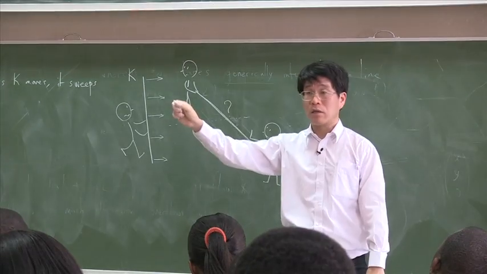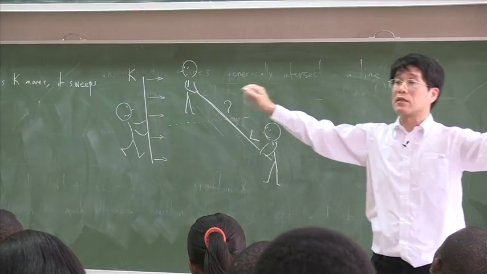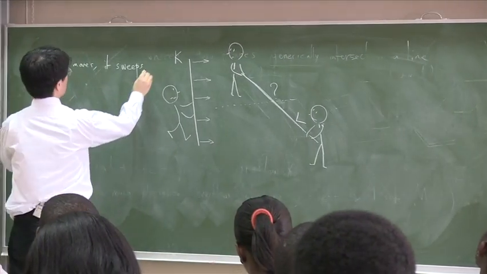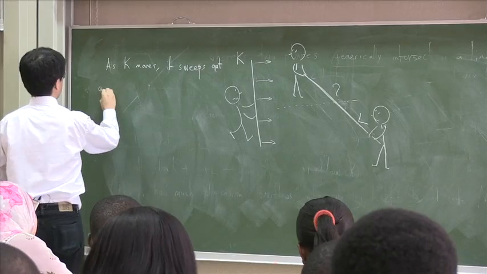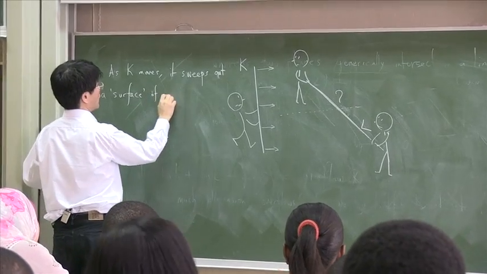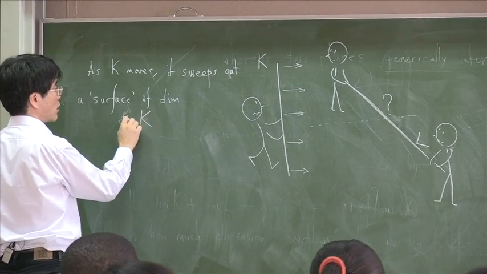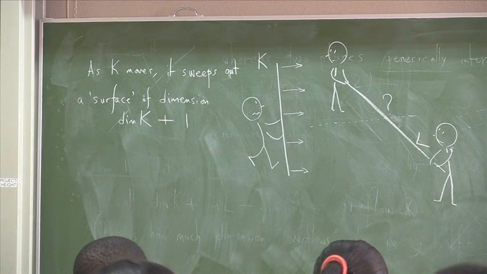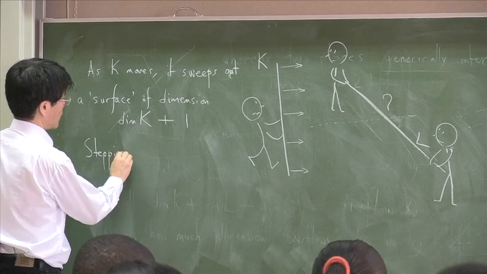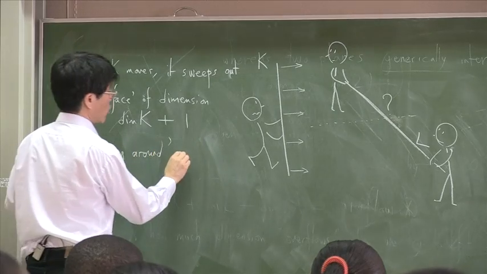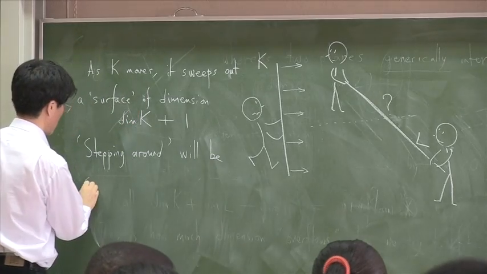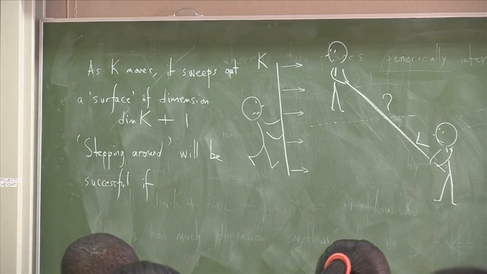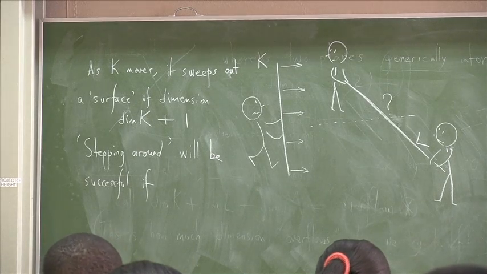And if you have a point and it moves, what is swept out by this point is a curve. Sweeping is what you do when you have a broom and so forth. So it sweeps out a surface of dimension K plus 1. So stepping around, as we call it, to avoid the intersection would be successful if there is enough ambient dimension to avoid the intersection between this screen, this swept-out surface, and L.